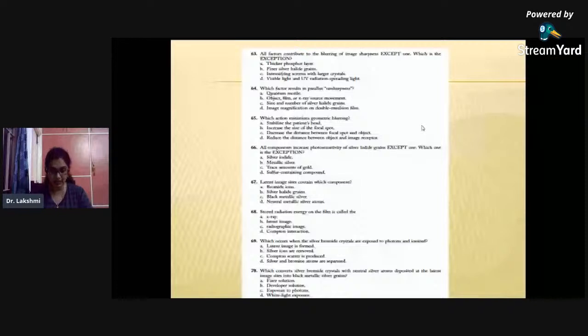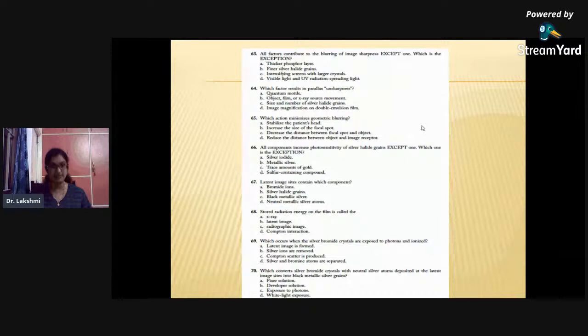Okay, latent image, that is D, neutral metallic silver atoms, that is Ag atoms, are there in the latent image sites. Okay, so 68, stored radiation energy on the film is called as. The answer is B, that is latent image. 69th, which occurs when the silver bromide crystals are exposed to photons and ionized? The answer is D, silver and bromine atoms are separated when this happens.